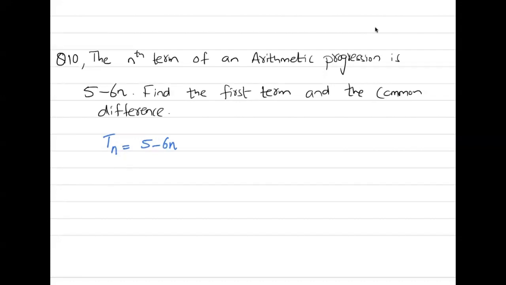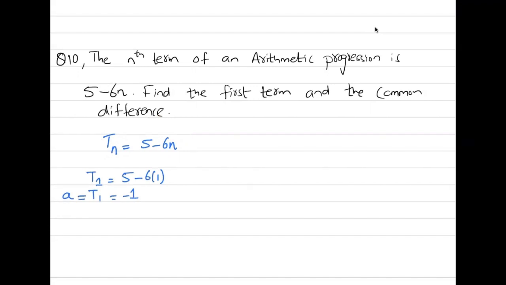Okay, so the nth term of an arithmetic progression is 5 minus 6n. You don't need to make the nth term. They have already given it to you. You need to find the first term and the common difference. The first term means T1. So in place of n, you're simply going to plug in 1. So what is 5 minus 6? Negative 1. So the first term, T1, or the value of A, is minus 1.